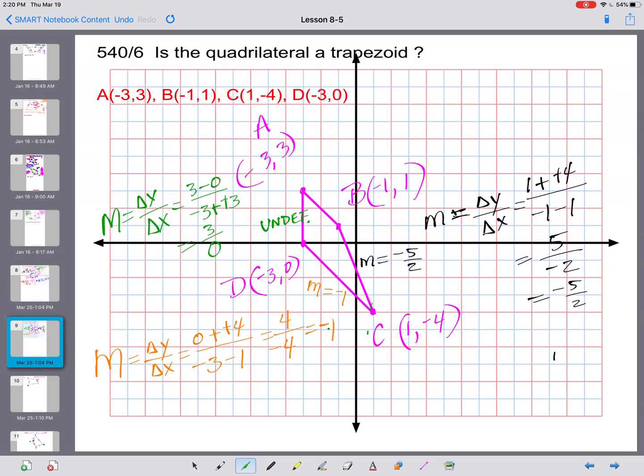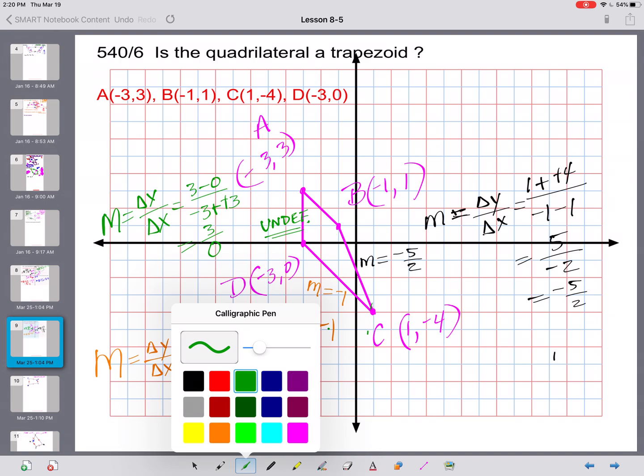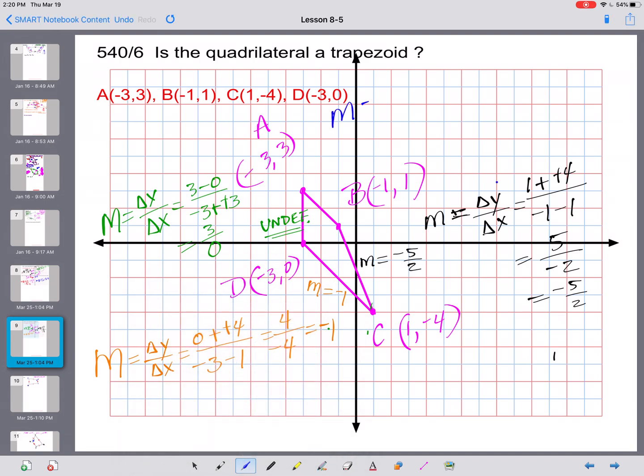Undefined slope. Okay, the last one between A and B. Let's go blue. Okay, here it is. Slope between A and B, change in Y over change in X. Okay, here we go. We've got Y's first, 3 minus 1. On the bottom, -3 minus a -1. On top, that's 2. On the bottom, that's going to be plus a positive. That's going to be a -2. That's going to be a -1. The slope here is -1.